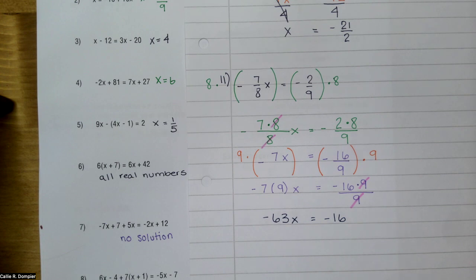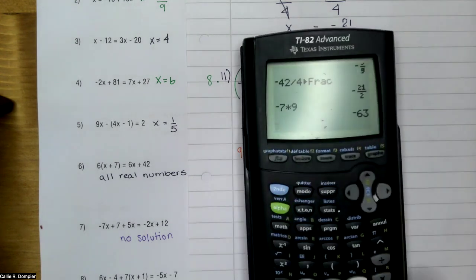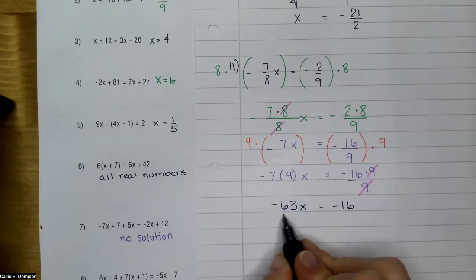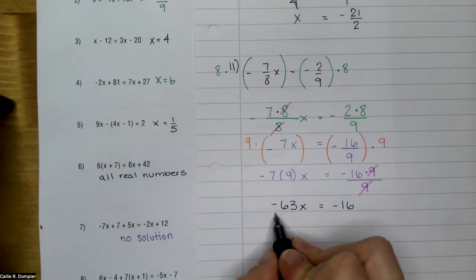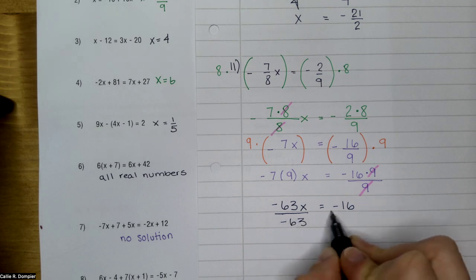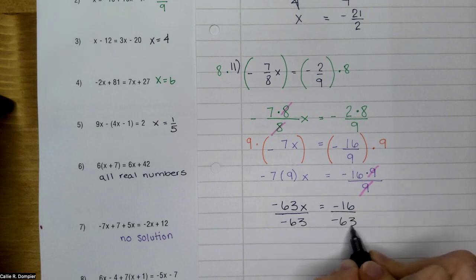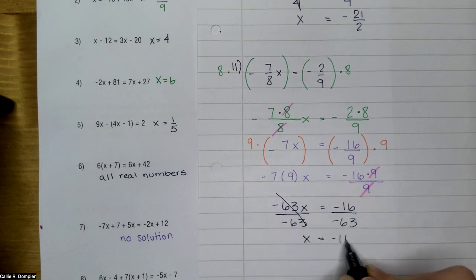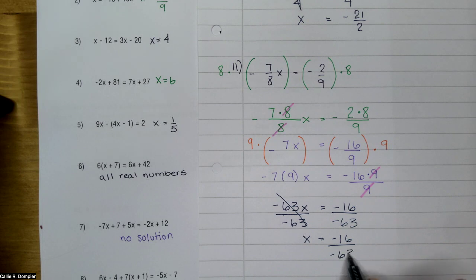All right. I'm just going to say x is being multiplied by negative 63. So what do we need to do? We need to divide it by negative 63. Anything I do to this side, I also need to do to this side. That cancels, and I just get x is equal to negative 16 divided by negative 63.